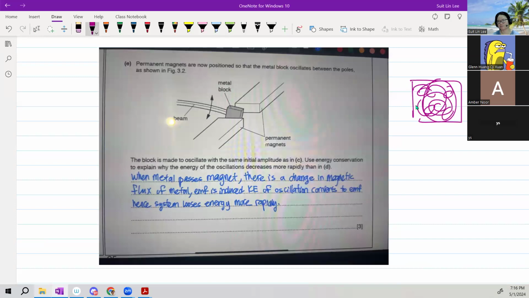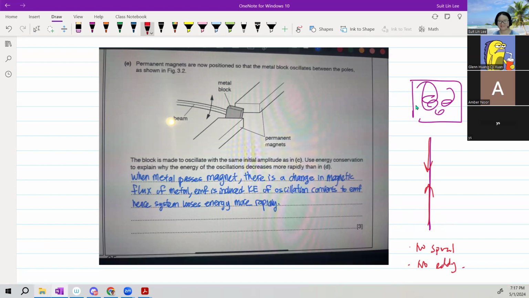Spiral. Like a tornado. Spiral. If it's a wire, the electron cannot spiral. The electron either just moves like that or moves like that. No spiral. No eddy. Eddy just means a spiral pattern. But if it's a 2D conductor or a 3D conductor, you can spiral. Got space to spiral. But you can just not talk about eddy current, just say current causes heating effect.